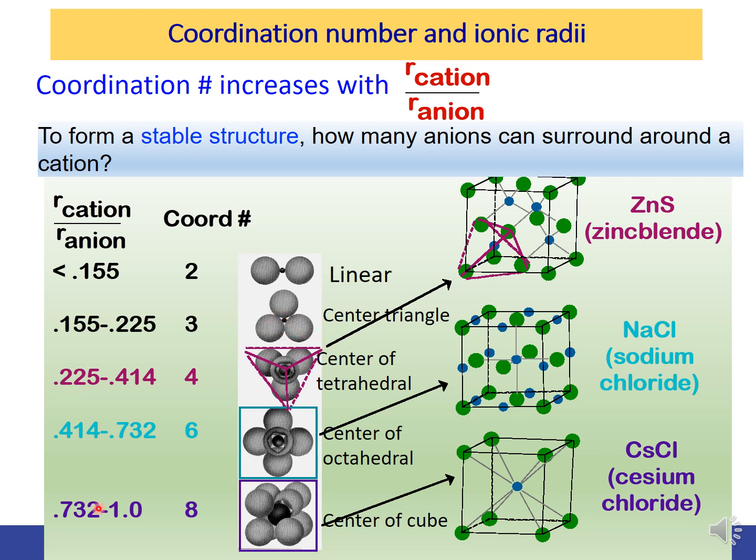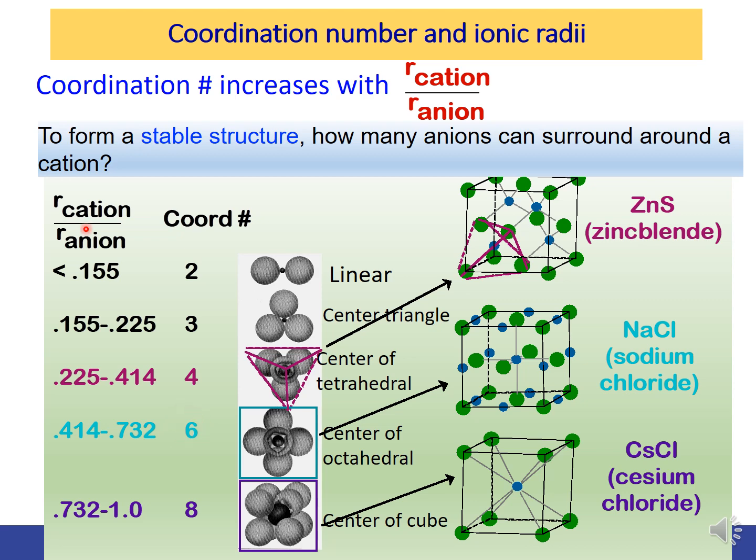Well, again, the most commonly found coordination numbers in crystal structures are 4, 6, and 8. So the coordination number is 4 when the RC over RA is between 0.225 and 0.414. So the cation is located at the center of a tetrahedron, with anions at each of the 4 corners. And between 0.414 and 0.732, the cation may be thought of as being situated at the center of an octahedron, surrounded by 6 anions, so the coordination number is 6.